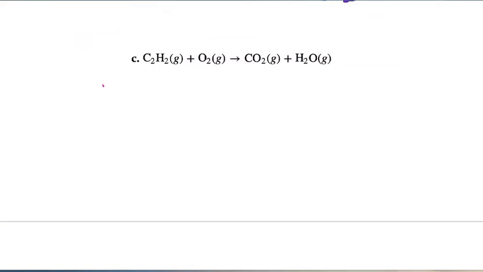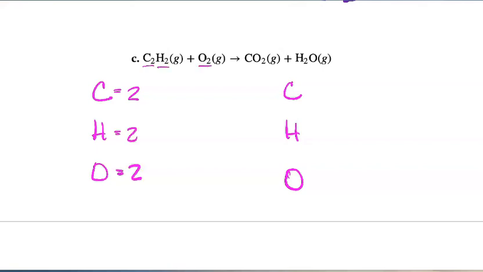All right, so we have carbon, we have hydrogen, we have oxygen. We have carbon, hydrogen, oxygen. So your first step is to go ahead and count on each side. So here I have 2 carbons, I have 2 hydrogens, and I have 2 oxygens right there. This side I have 1 carbon, I have 2 hydrogen, and I have 2 plus 1 oxygens.